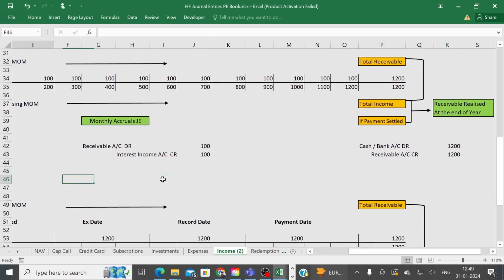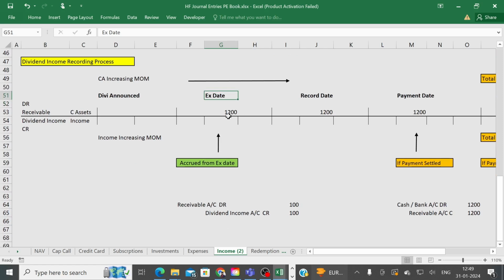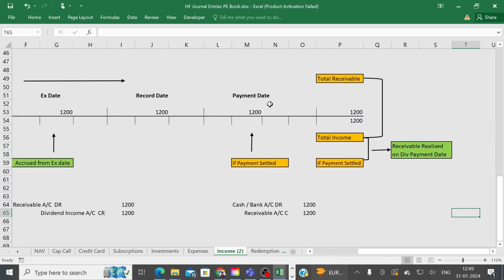Then what about dividends? In the case of dividends, on the ex-date you create an accounting entry for accrued dividends, whatever amount you have. Let's assume an amount of 1200. So record 1200 accrued from the ex-date: receivable account debit to dividend income account credit. Post this accounting entry. And on the payment date, that amount will settle. If payment is settled, then your accounting entry would be cash and bank account debit to receivable account credit.